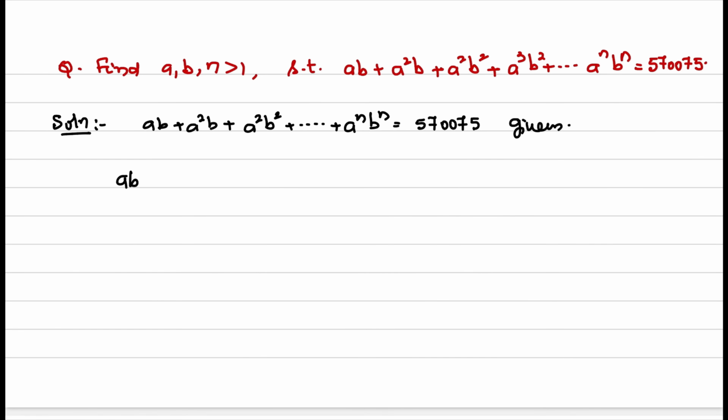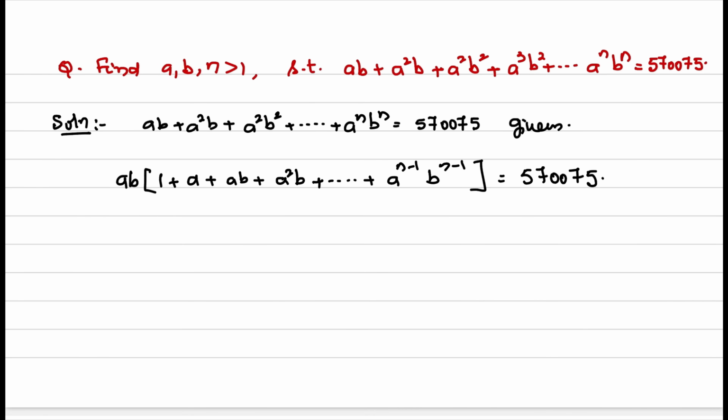Let us take ab as common in the left hand side. 1 plus a plus ab plus a square b plus up to, ab is gone, a to the power of n minus 1 into b to the power of n minus 1 is equal to 570075.